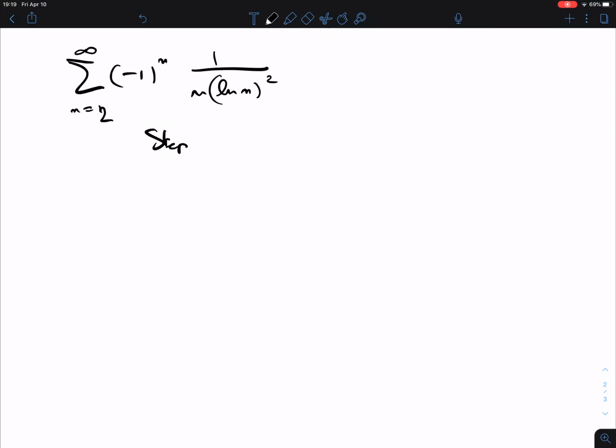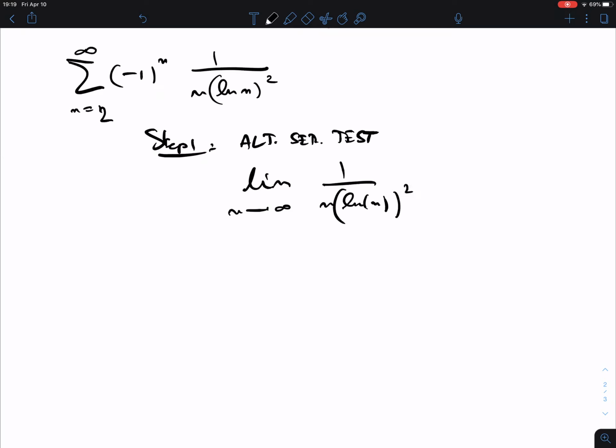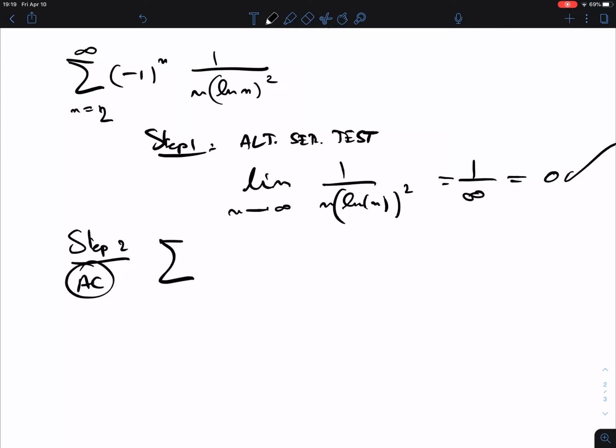So step 1, alternating series test. It's very quick, so let me do it quickly. In fact, you don't even need to do this, but that's something you don't know yet. So what you do is you take the limit for n going to infinity of 1 over n ln n squared. Now if I plug in infinity, that's all in the bottom, so I get 0. So yes, it's convergent. It was easy to do, so why not do it. Now comes the absolute convergence question. So what we have to look at is this guy.